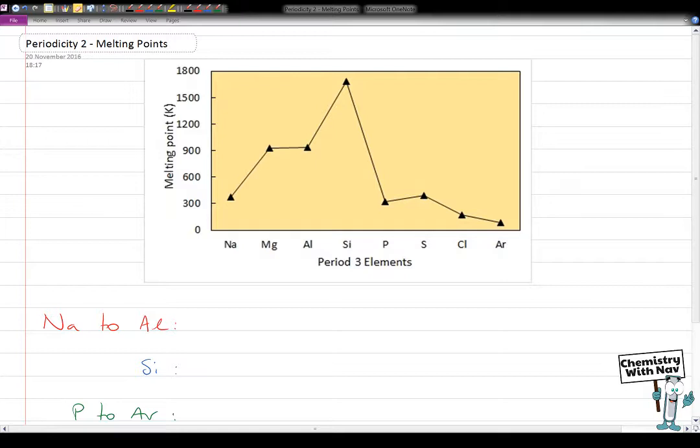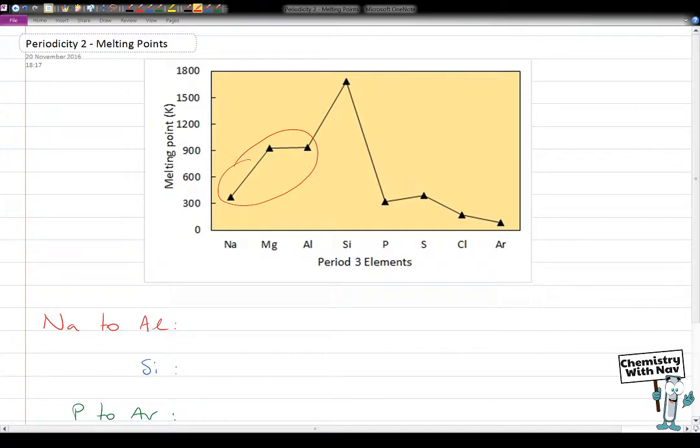In order to explain it, we need to look at things in different sections, and we're looking at the type of bonding and structure that's present. So if there's anything here that you're unfamiliar with, then you probably need to go back and look at bonding and structure in general. We start off with sodium to aluminium, and here we have metallic bonding.